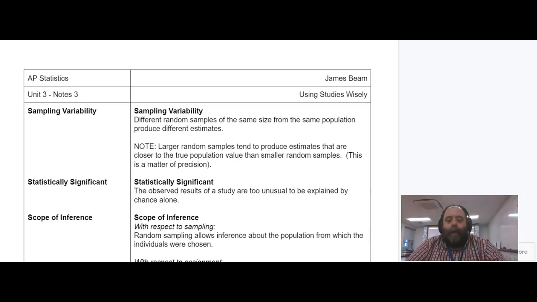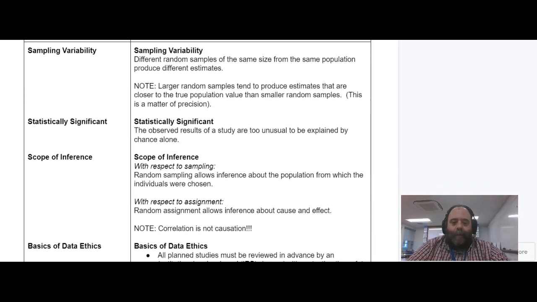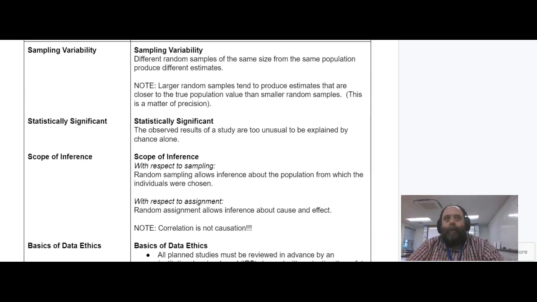All right. Statistical significance is something that's really hard for people to wrap their head around. Typically, the idea here is just that the results that you're getting from a study, either an observational study or an experiment, are too unusual to be explained by chance alone. So we tend to view statistical significance as, okay, what's the probability that this group has this measure, right?